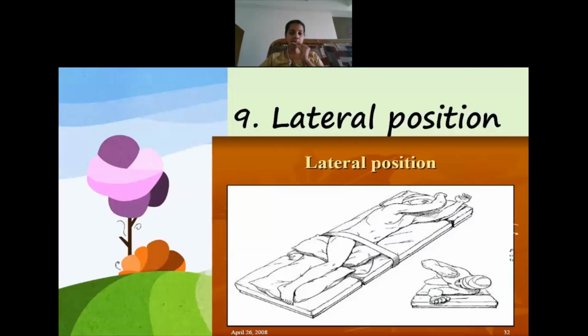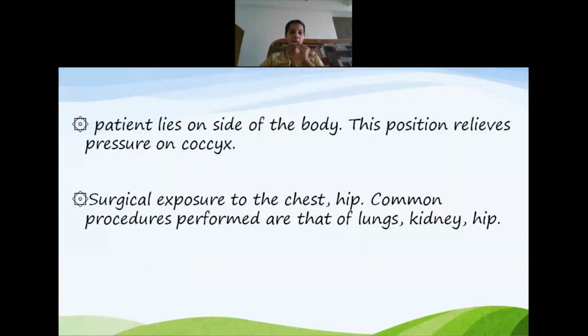Next, last position is lateral position. Lateral position you are almost aware of, where the patient is lying on the side of the body, and usually this position is given to relieve the pressure on the coccyx. Commonly this lateral position is used in order to perform surgeries or procedures on the lungs, the kidney, the hip, and the chest.